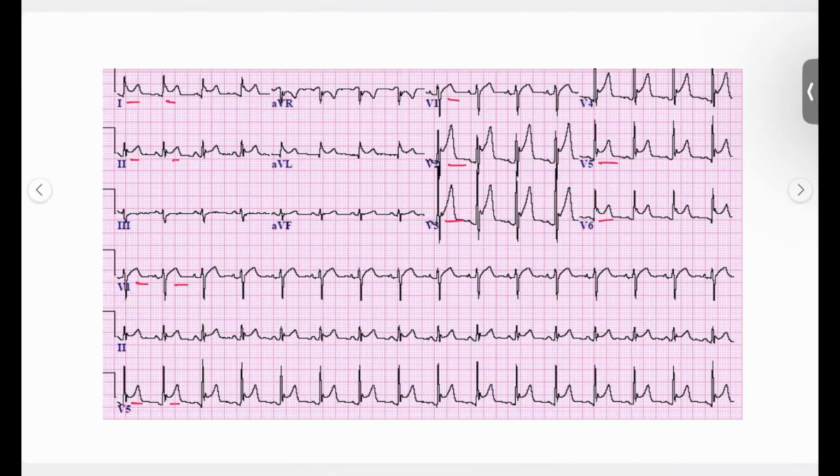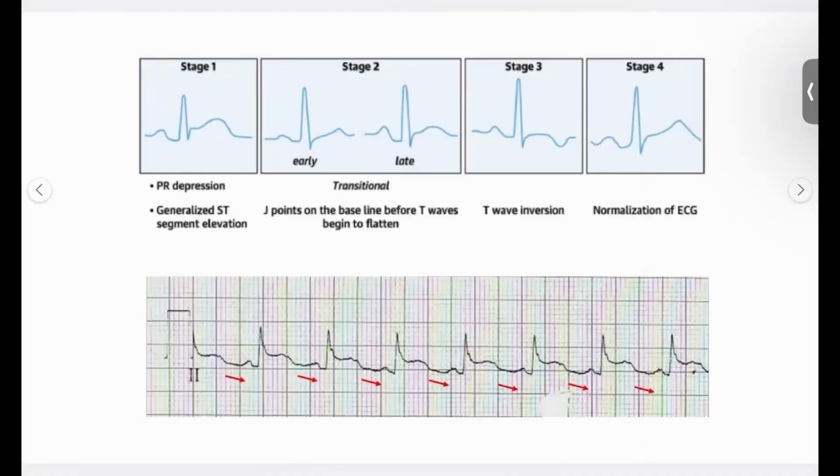So this is the condition of pericarditis. Whenever you see the patient having diffuse ST elevation, that means the patient might be having a pericardial pathology. So how will the pericarditis patient be presented? In the very beginning stage, when the inflammation has started, the patient will be presented with PR depression and ST elevation. Here you can see the PR depression and the ST elevation.